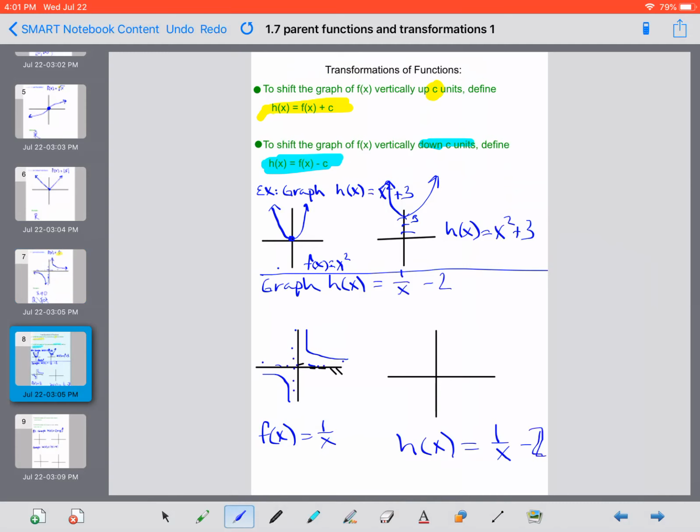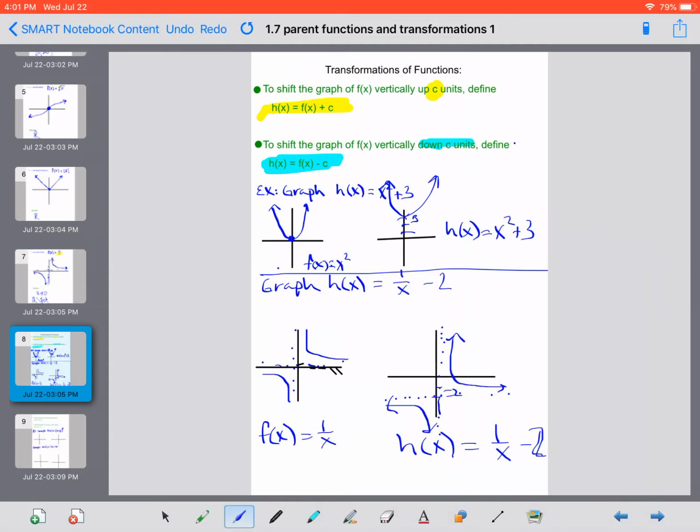So according to the second rule up here, this is going to be the graph of 1 over x shifted down 2 units because we subtracted 2. So I'm just going to take this horizontal asymptote and move it down 2 units to negative 2. I haven't shifted left or right at all, which means my vertical asymptote will stay the same. And so I have that same basic L shape, but I've just shifted my horizontal asymptote down 2 units. So now my graph looks something like this.